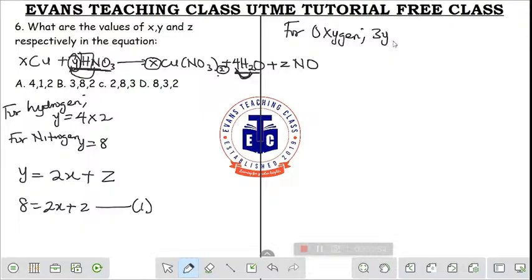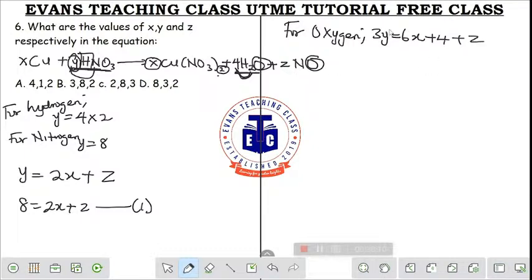So what I'm doing now is I'm doing that of oxygen. For oxygen, it will be 3Y. Do you get? It will be 3Y is equal to, look at oxygen here, 2 times 3, 6 times X, that is 6X. Now we still have another oxygen here. So how many oxygen do we have here now? So that's 4 times 1, so that is plus 4. Do you get? Now oxygen is here also, so plus Z.